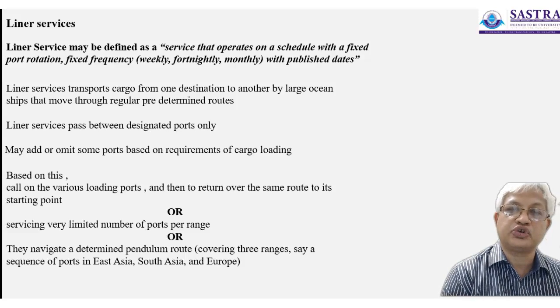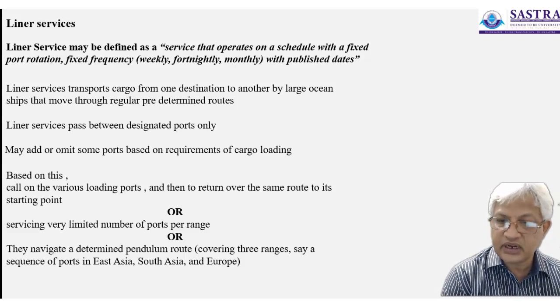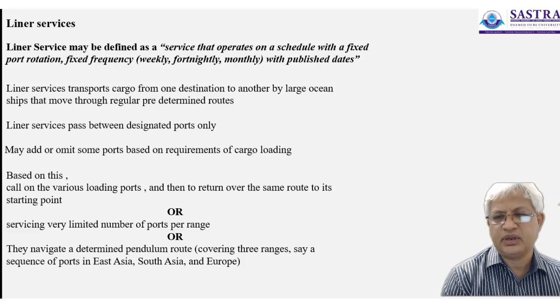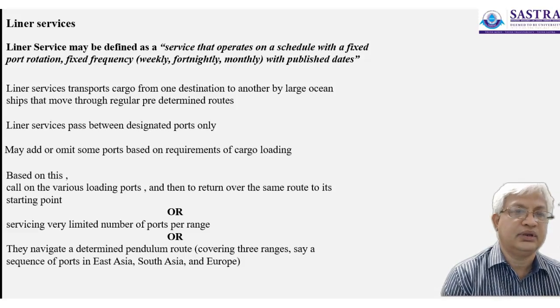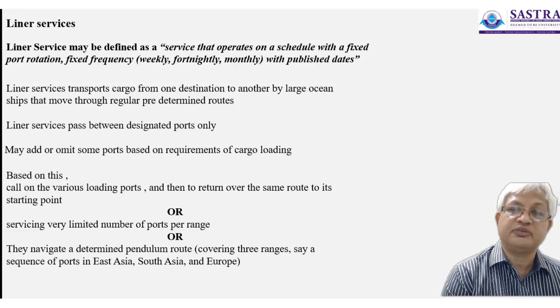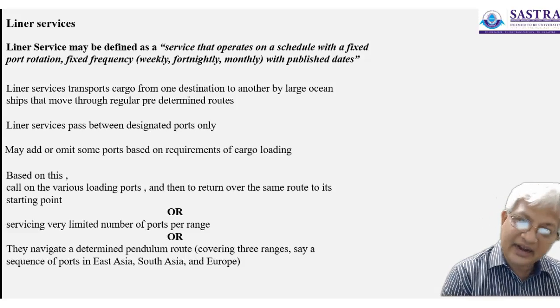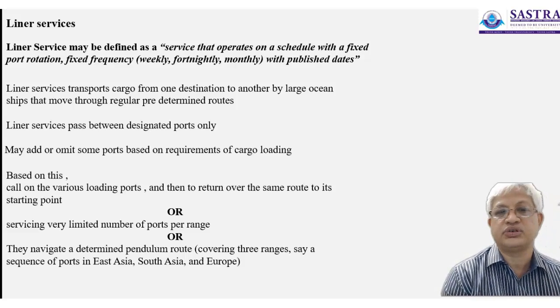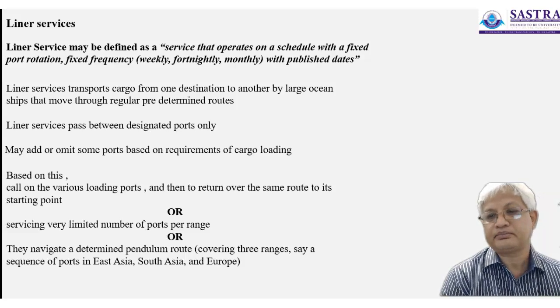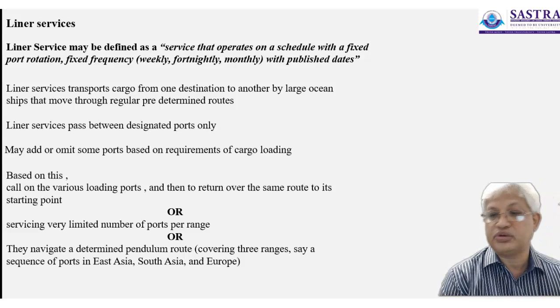These services transport goods from one destination to another using large ocean ships, very huge, from one end to the other, carrying huge volumes of goods in a single voyage. But they move in a predetermined route. Liner services pass through only designated ports, but they may add or they may omit some ports based on requirements of loading. However, it is all designated ports through which they pass.